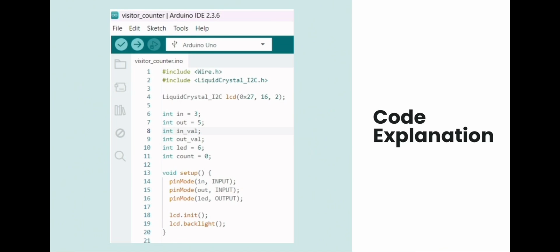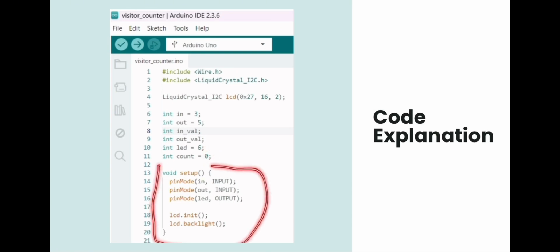Then we declare a variable for the sensor and LED pins over here. Variable in, as pin 3, is used for the entrance sensor. Variable out, pin 5, is used for the exit sensor. Inval and outval are the variables used to store the current reading from the entrance and exit sensors. LED is pin 6, and the last one, a count variable, is for keeping track of how many people are currently in the room, and it is set to start at 0.